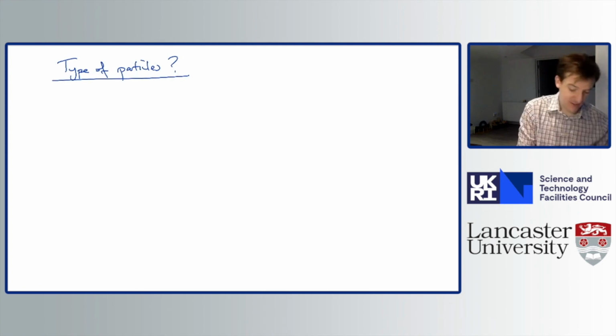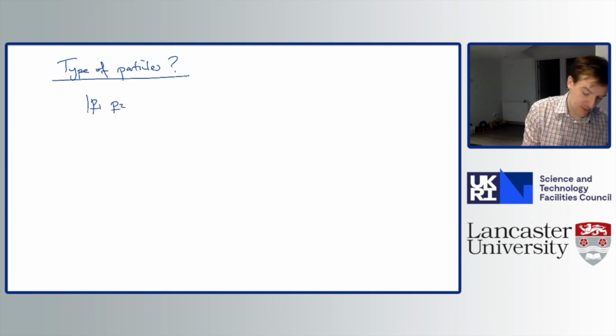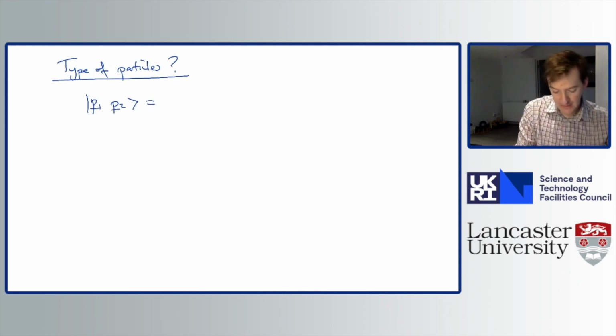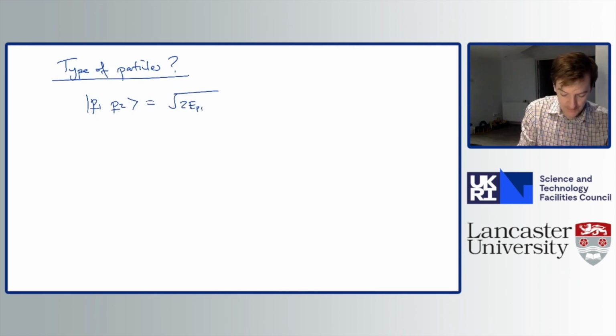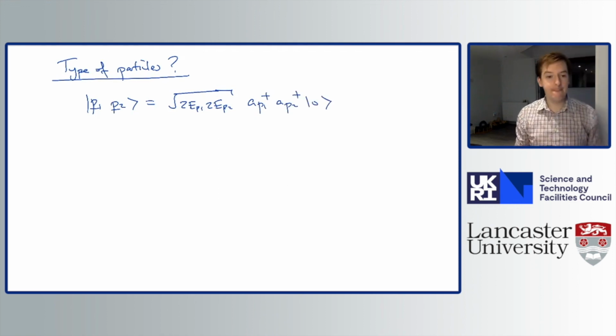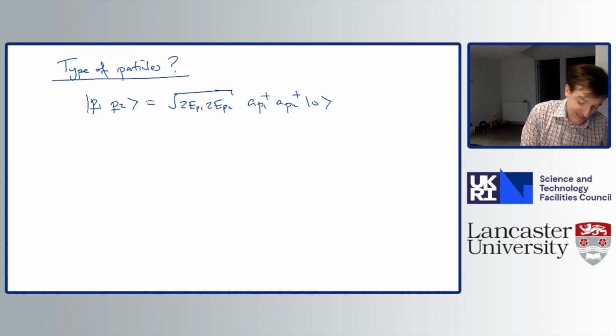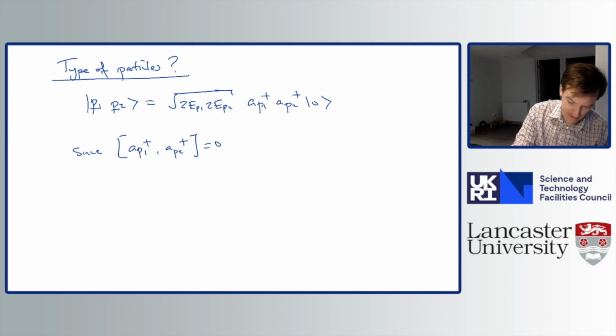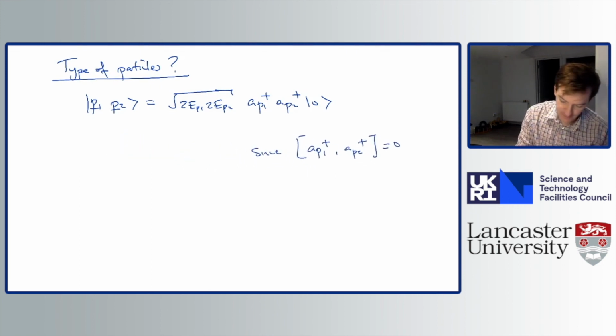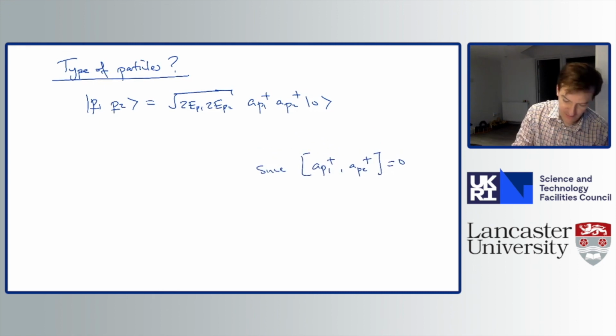Let me show you what I mean. Okay, so we have this 2 particle state, which I said we should label, or it's conventional to label, P1, P2. So this is 2EP1, 2EP2, a P1 dagger, a P2 dagger, 0. But since we know that a P1 dagger and a P2 dagger commute with each other, so now the commutator is 0, we can swap the order of the a P1 and a P2 terms.